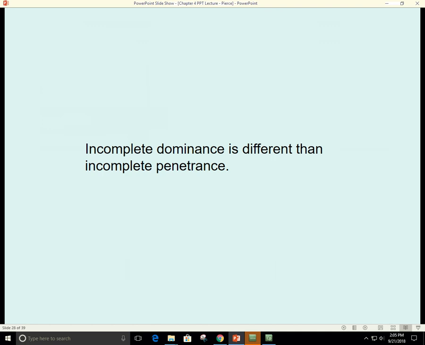Now, I get to this point and I have to make this statement. Incomplete dominance is different than incomplete penetrance. I know they both have the word incomplete, but don't get confused about the two. Incomplete dominance is where one allele doesn't completely dominate over the other alleles such that the heterozygous phenotype is in between, like pink. Incomplete penetrance is where individuals who have the genotype, who have a disease allele, don't have the phenotype. So those are two very different concepts, although the name is similar.